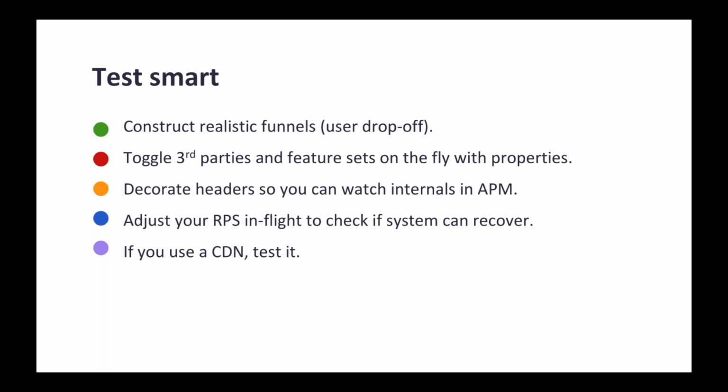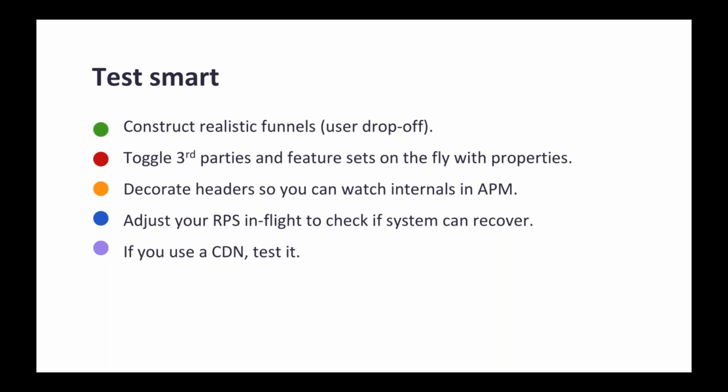The reason you want to do that is that if you hit one bottleneck, you might want to look for others, so you might want to take a problematic piece out of the picture. Most commonly this is third parties, but it could also be different features in your app, right? The third bullet here is decorating headers. And by the way, this is an overview. I'm going to go into more detail on each of these, right?